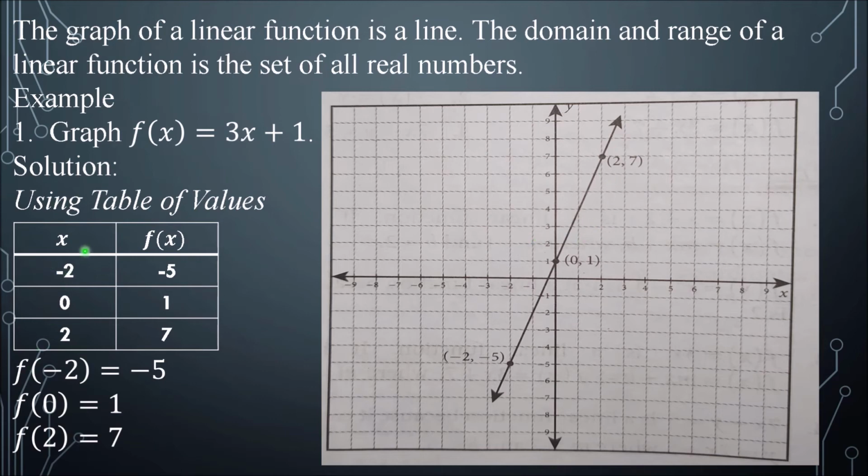So let's have this example. Graph f(x) is equal to 3x plus 1. And we set x as negative 2, 0, and 2 for easy graphing. Now as you can see, negative 2, 0, and 2 are all real numbers. Now let's substitute these x-coordinates to the function. So we have 3 times negative 2 plus 1 is negative 5. So f(-2) is equal to negative 5. 3 times 0 plus 1 is equal to 1. So f(0) is equal to 1.